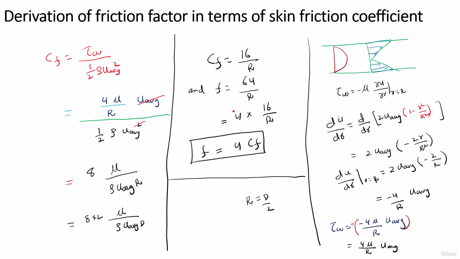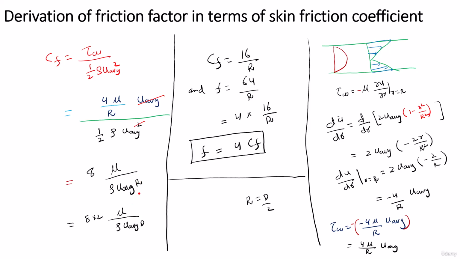Now, as far as the relation between these two terms, CF and F, is concerned. CF we know is the wall shear divided by 1/2 rho V squared, and the wall shear stress, as I told you, is equal to 4 mu. That derivation is also given here. So 4 mu upon R U average squared. From here, if you cancel out the common terms, this is 8 mu divided by rho V average squared into R.